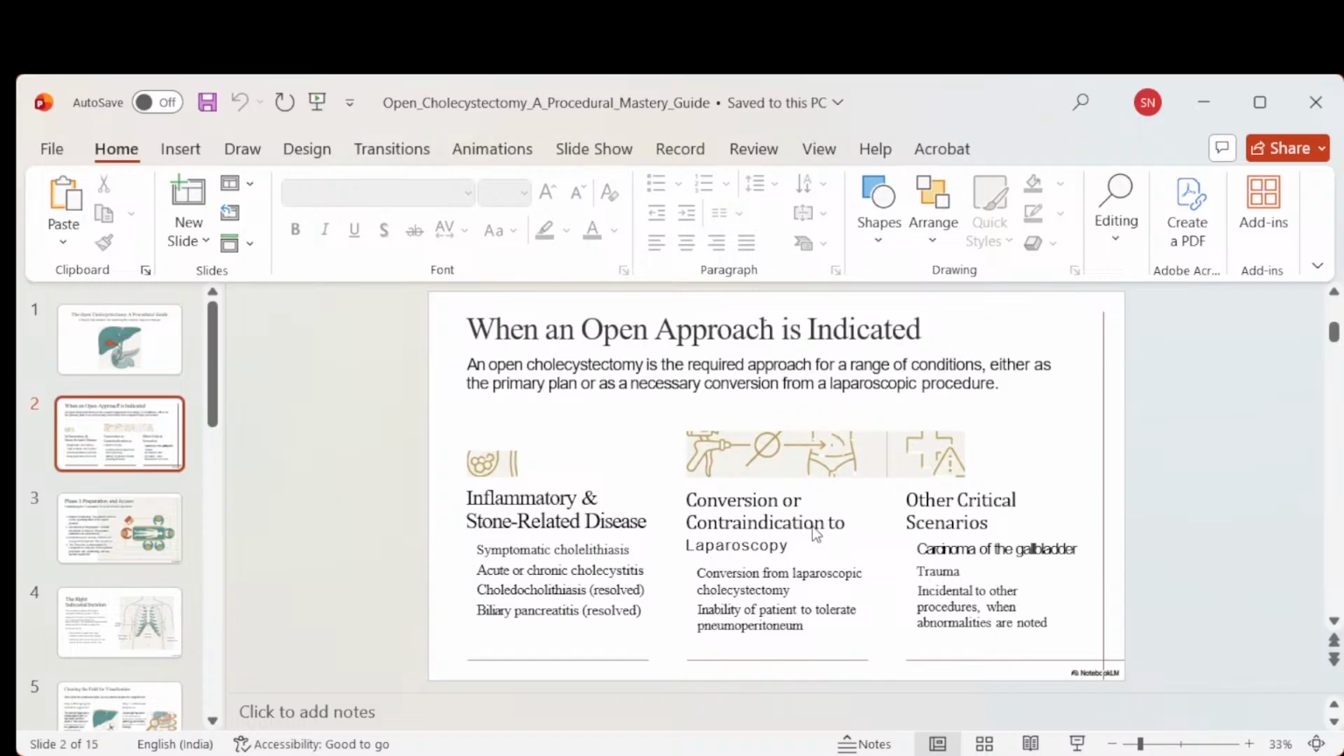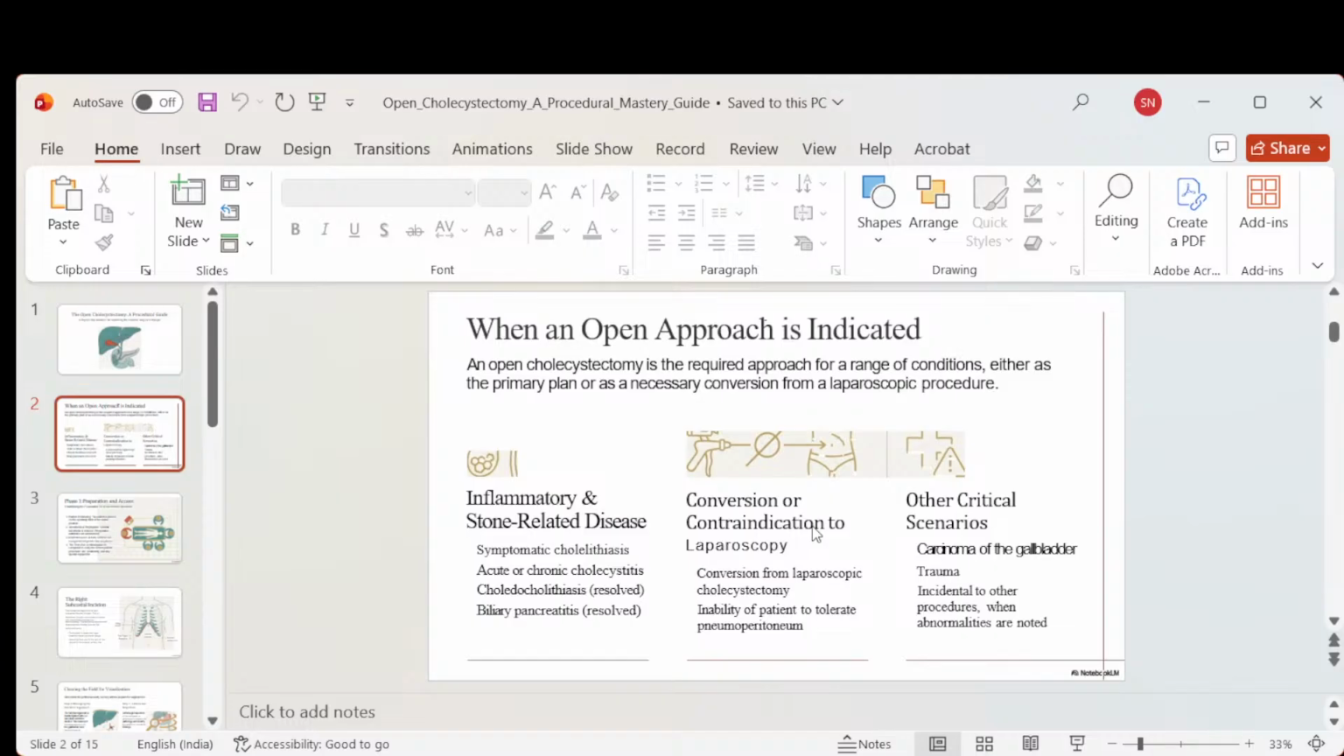So, cholecystectomy. Nowadays cholecystectomy is done in both the open method and the laparoscopic method. Today we will see the open approach. When an open approach is indicated, it is the required approach for a range of conditions, either as the primary plan or as a necessary conversion from a laparoscopic procedure.